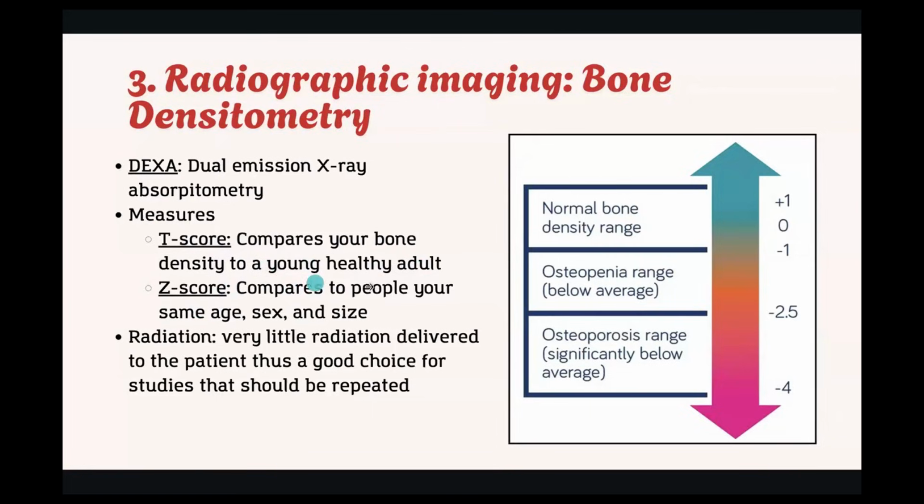The Z score compares to people your same age, sex, and size. What is usually used in our healthcare is the T score. It compares your bone density to a young, healthy adult. And here are the ranges.